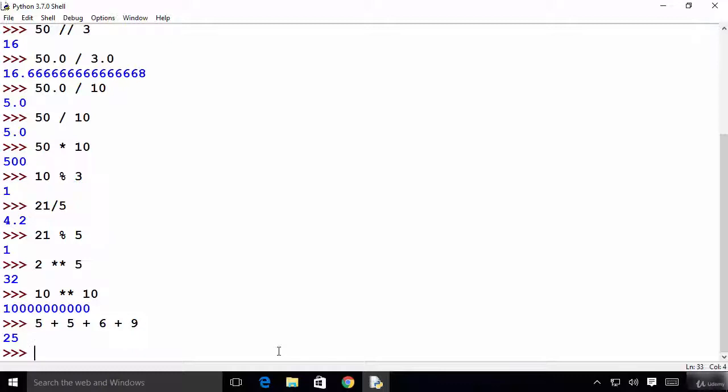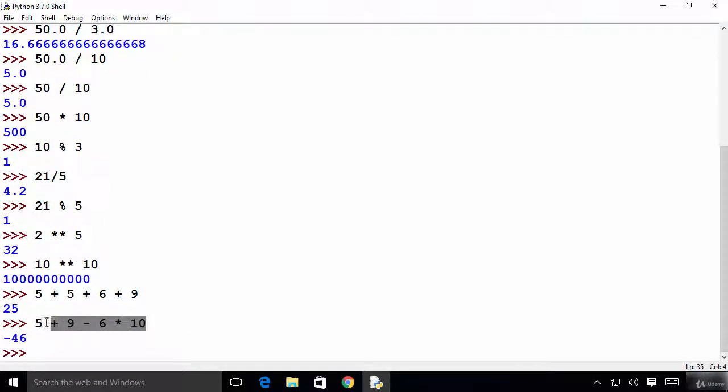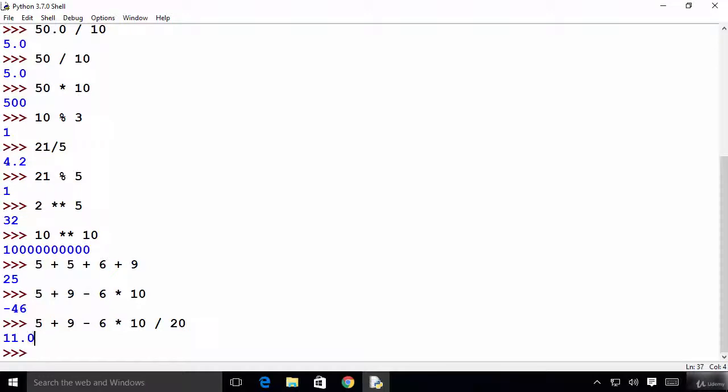And it's also possible to use different types of operators in one expression. So I can write 5 plus 9 minus 6 multiplied by 10, for example, and it's going to give me the result of this expression. Now there is one question which may arise here. For example, once again I'm going to do 5 plus 9 minus 6 multiplied by 10 and divided by 20 and press enter here. It's going to give me this value, but how is this value calculated? What operation is executed first?